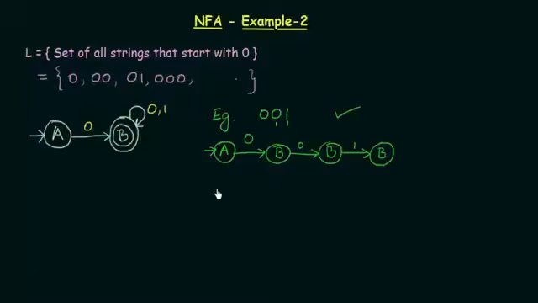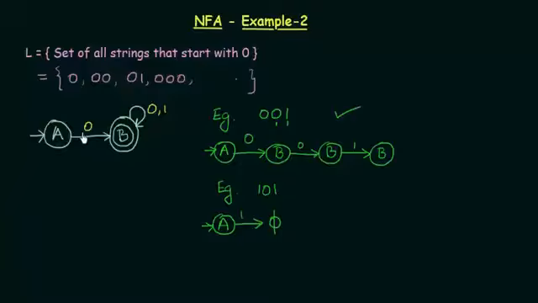Alright. Now let's take another example. In this example, let me test the string 101. So I always start with my starting state, which is A. And A, on getting input 1, where does it go? On getting input 1, A does not have a place to go. So it goes to phi. I will represent it by phi. A does not have a place to go. It does not go anywhere.